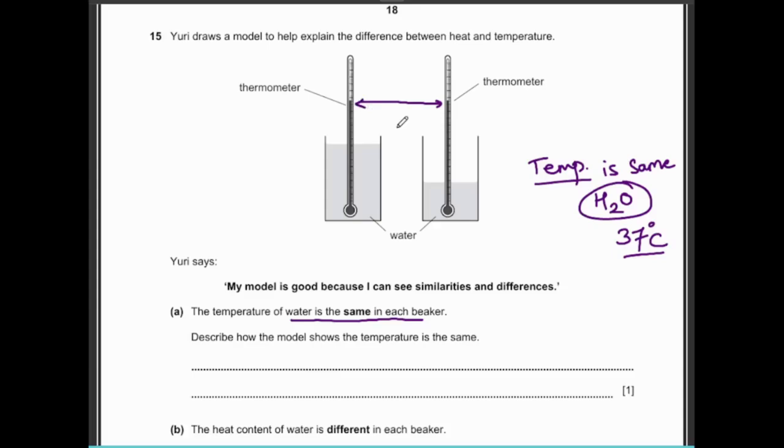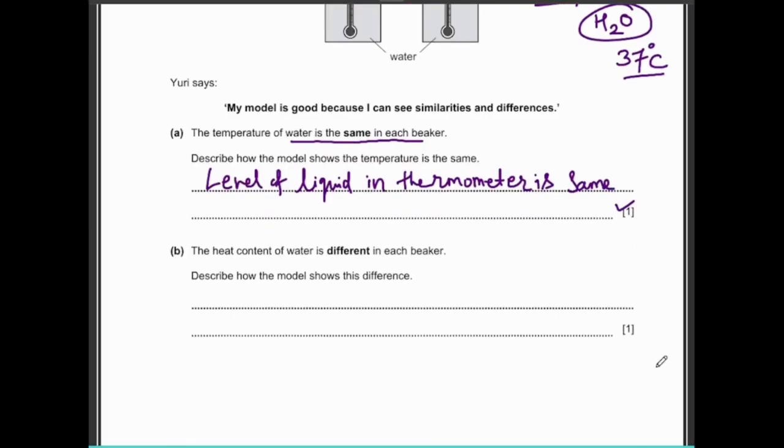So level of the liquid in the thermometer. Please remember, alcohol thermometer is there as well as mercury thermometer, but as they did not mention, we can write level of liquid in thermometer is same, and that gives a mark. Next, the heat content of water is different in each beaker. Now the heat content of water is different, and describe how the model shows this difference.